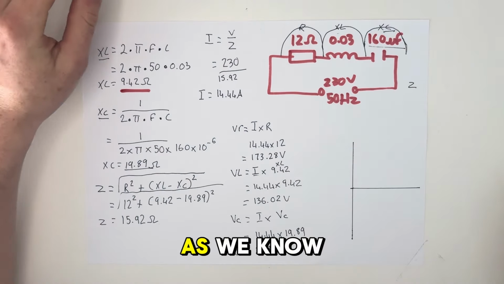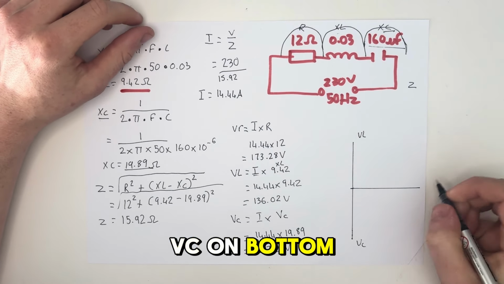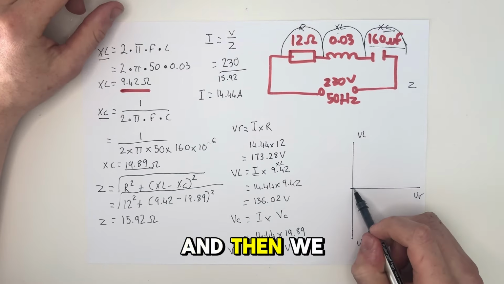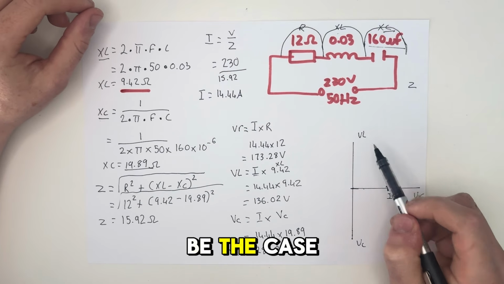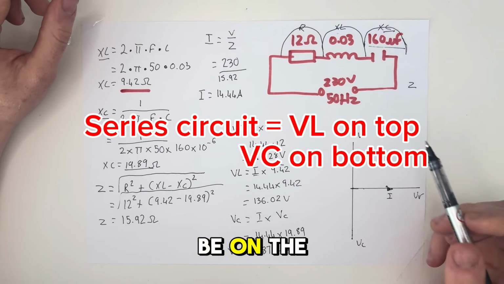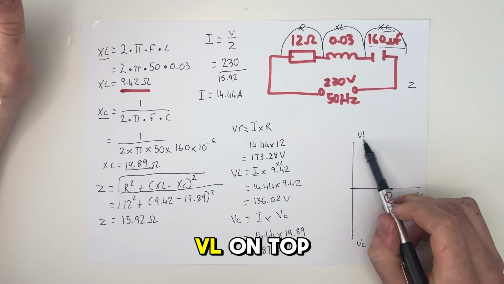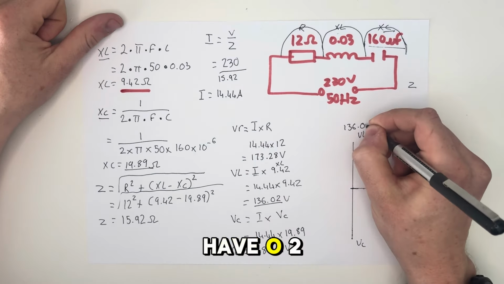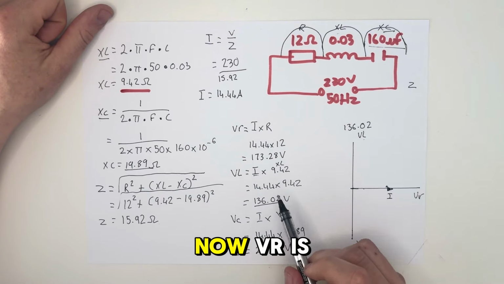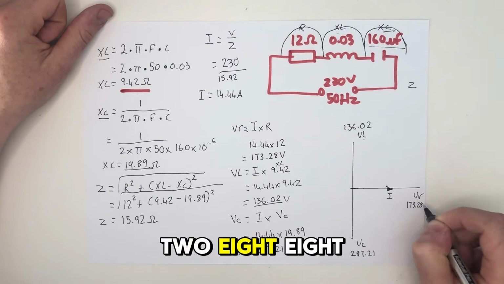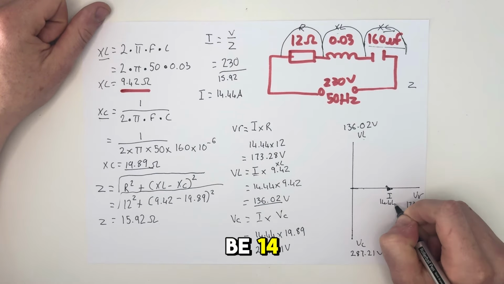Right guys, I don't have a ruler, but I'm going to have to make use of the calculator case. Now this is a series circuit, as we know, so we are going to have VL on top, VC on bottom, and VR, and then we are going to have amps as our inside arrow. This will always be the case in a series circuit. VL will always be on the top and VC will always be on the bottom, and when it's parallel they will swap around. So for VL on top we have 136.02, VC on the bottom is 287.21, and now VR is 173.28. These are all volts, obviously, so our current is going to be 14.44.